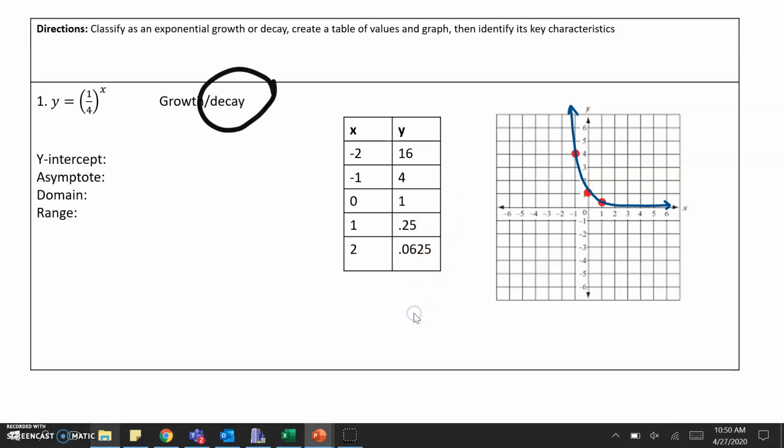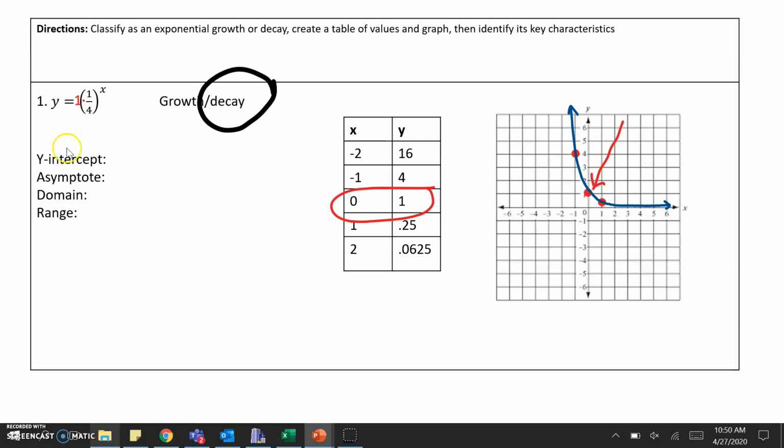So my numbers are decaying. They're getting smaller. And if they're decaying, I notice that my graph is going down. Okay? So the y-intercept is where it's crossing the y-axis here. It's also the 0 in the table. And it should be the a, the number in front of b in the equation. There is no number here, so there's an invisible 1.